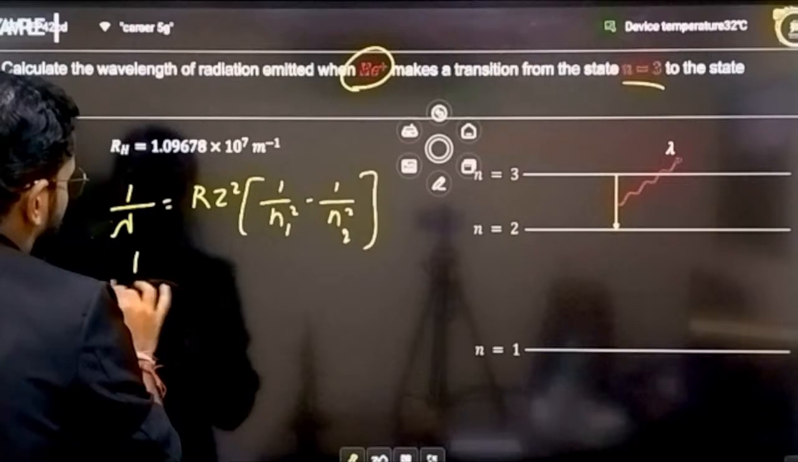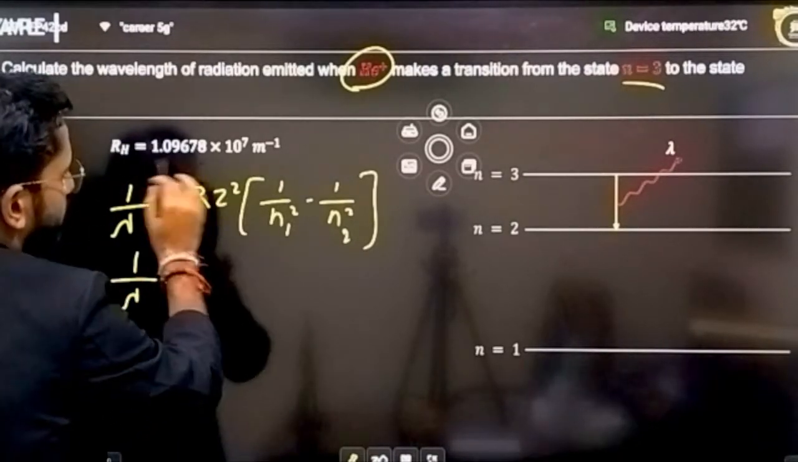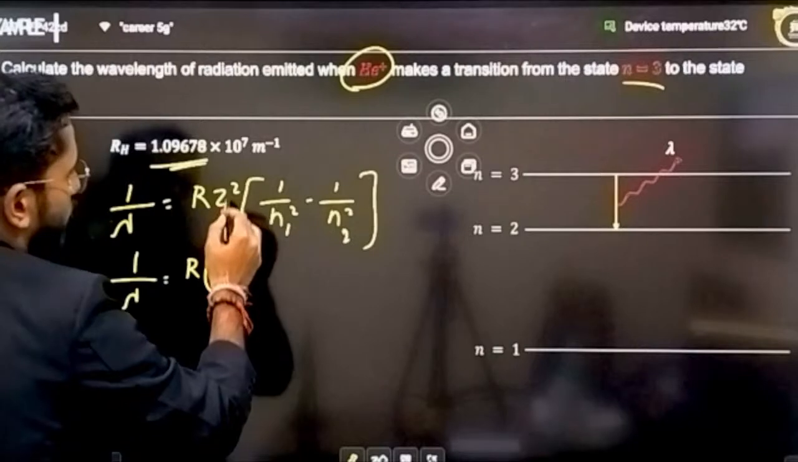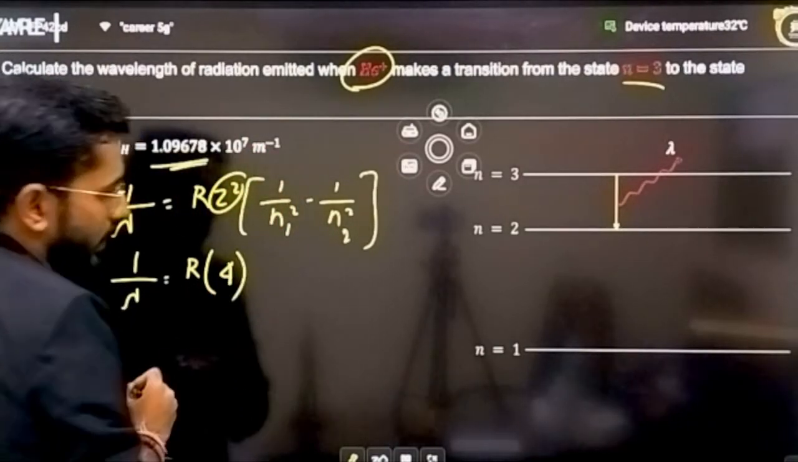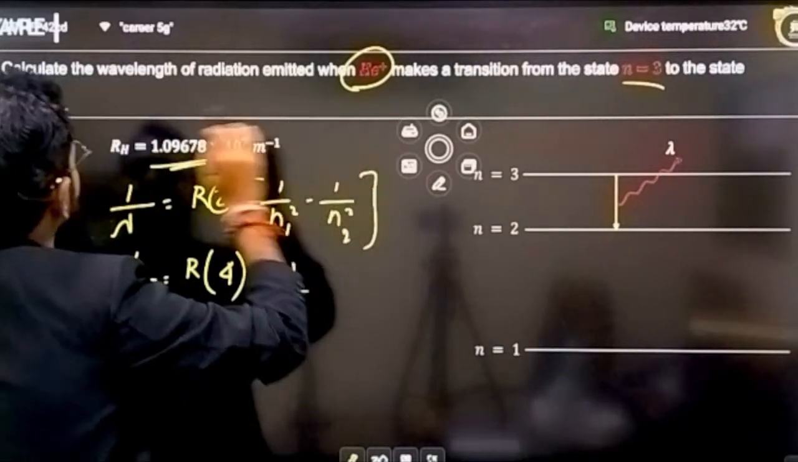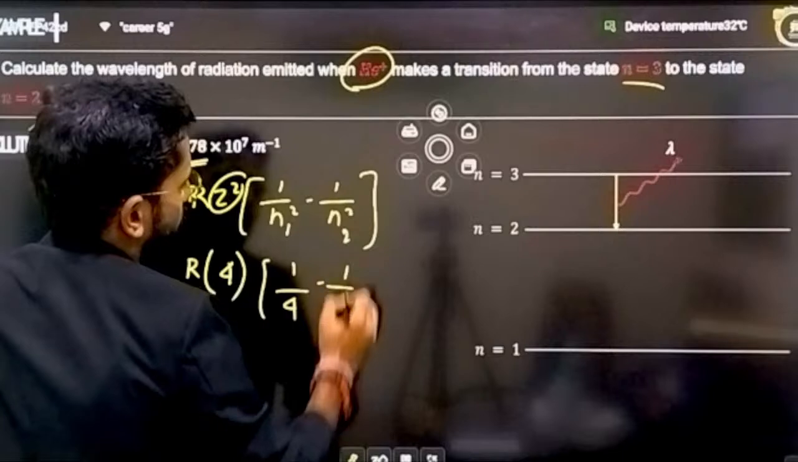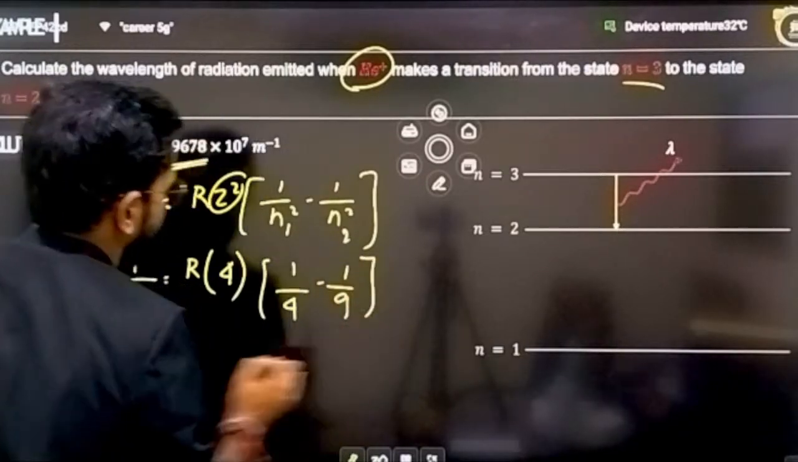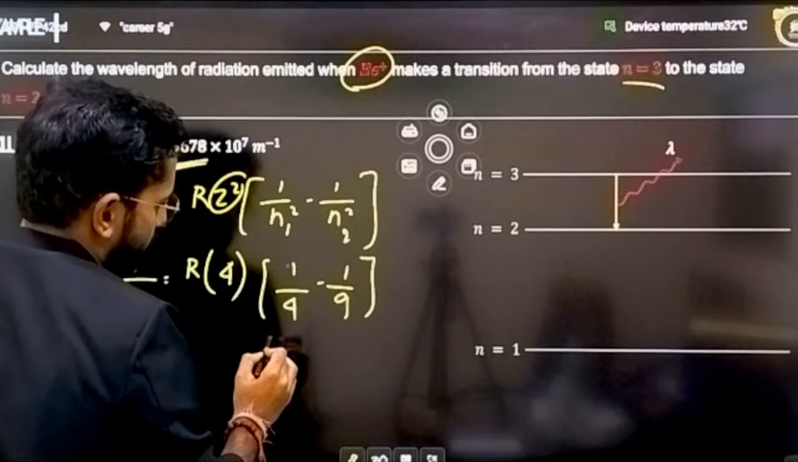So 1 by lambda is equals to R, whose value is given, you will put this value. Z, what will we say? Z value for helium is 2, that means when you square it, it will become 4. For 1 by n1, I have told you always put the smaller one first. Smaller one is 2, that means here it will become 4, minus 1 by n2, which is 3, that means here it will become 9. Eventually it will become 9 minus 4, that means 5 by 36.